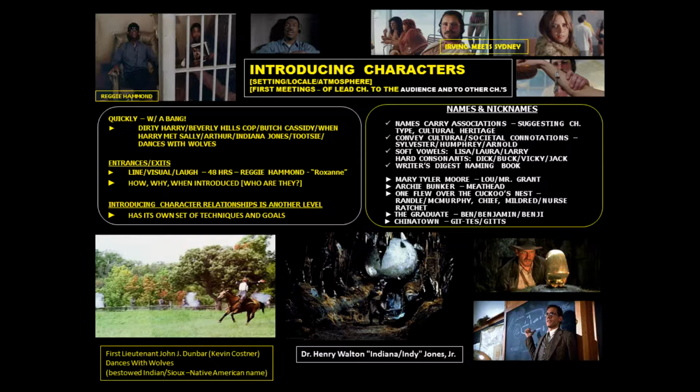And then relative to character relationships, first meetings between characters and introducing those character relationships is an important area to notice and pay attention to. And there are some keynote techniques and goals that are utilized in both. I give you some insights into some areas of introducing characters that are noteworthy to pay attention to.